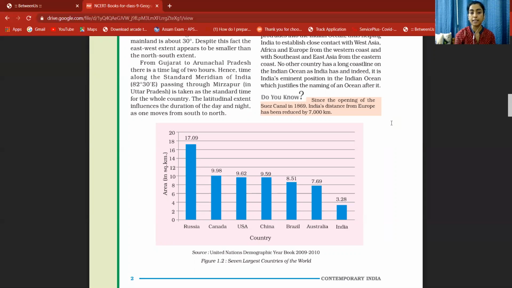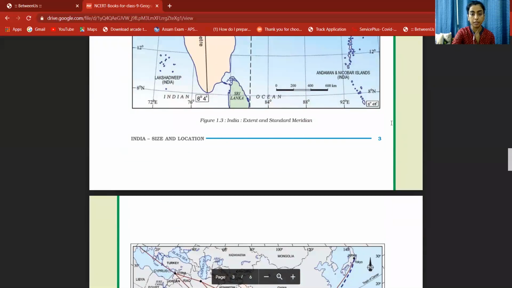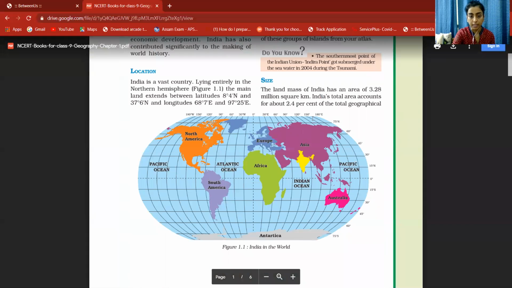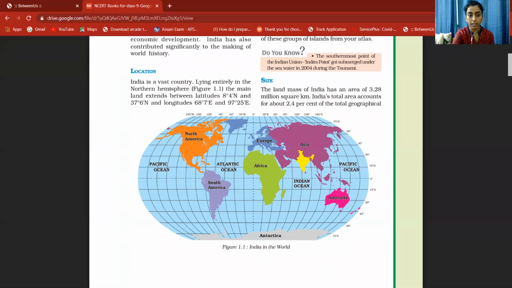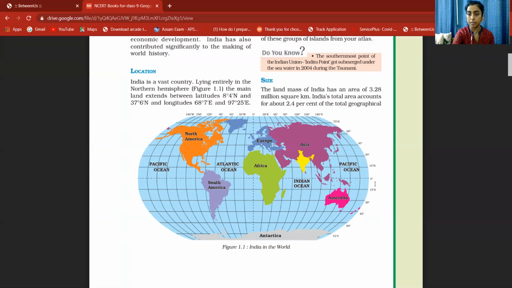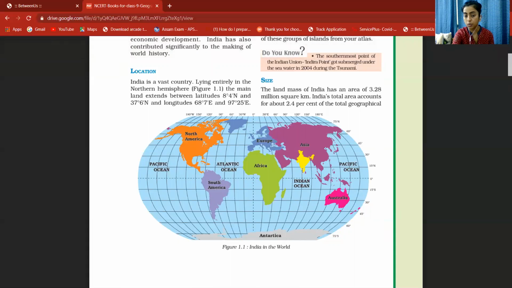Now, it is also said that the latitudinal extent influences the duration of the day and night as we move from south to north. As you can see here in the world map, you can see where India is located. India's southern part is located near the equator. This dotted line is the equator. And at the equator, what happens? There is direct fall of sunlight. That is, the temperature is high there. So the southern part of India is very close to the equator.